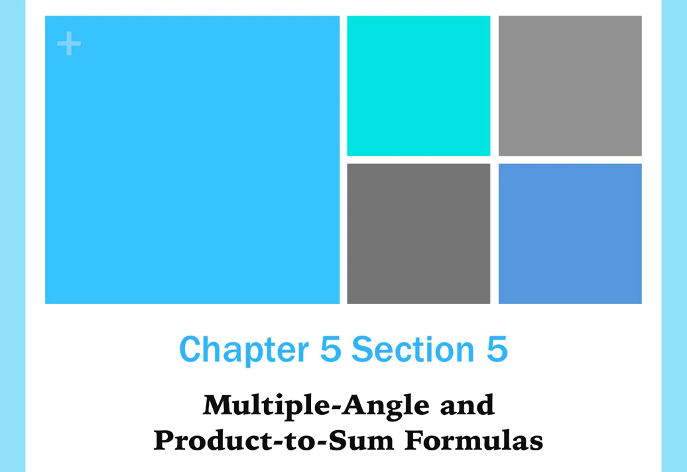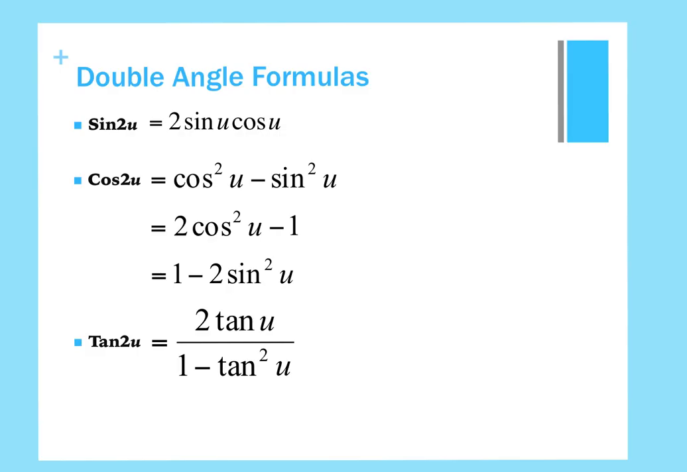All right, so 5 is called multiple angle and product to sum formulas, but we actually are not doing those two topics. I narrowed it down to just two topics in here, which is double and half angles. That's what we're going to focus on. These are your double angle formulas, and again, these will be given to you on your actual quiz.